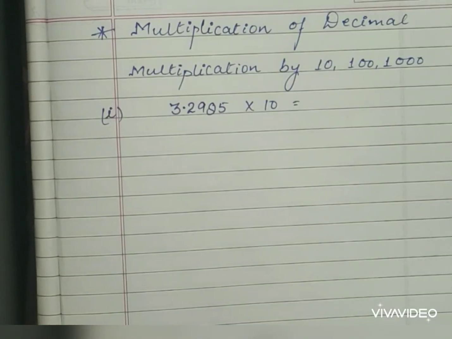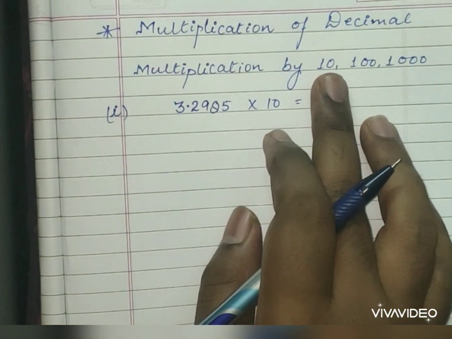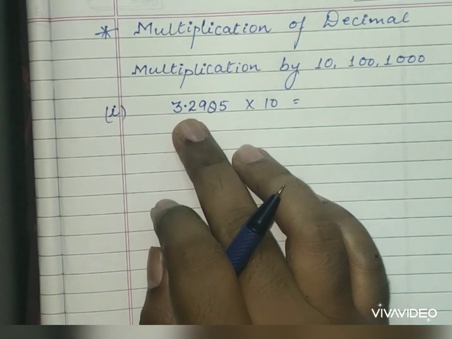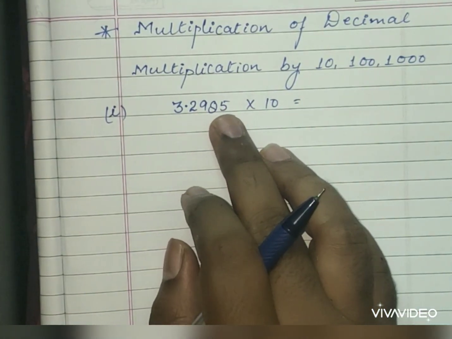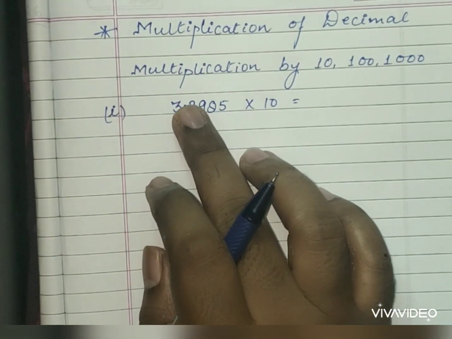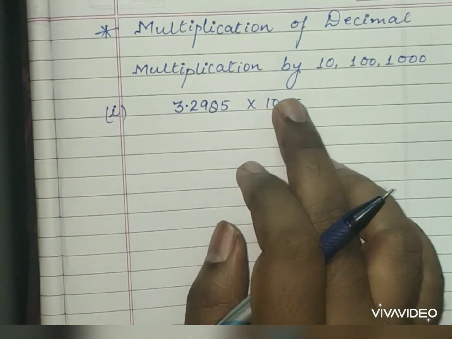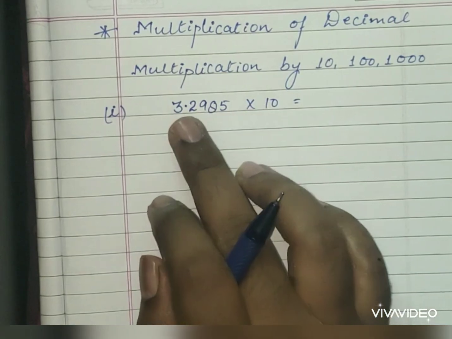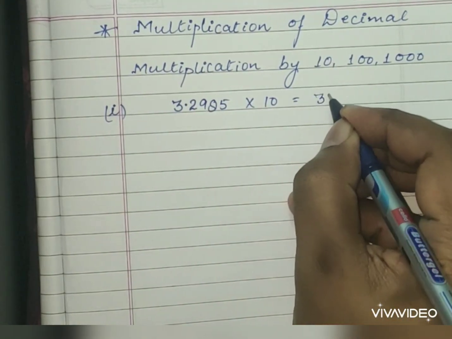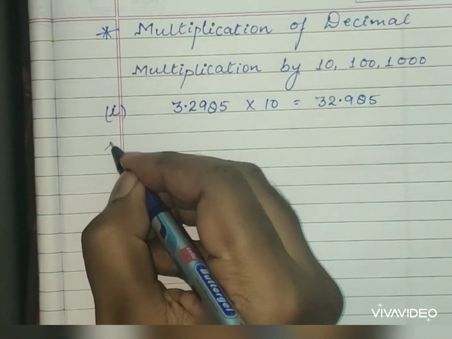Now let's see the multiplication of decimals. If the multiplication is done by 10, 100 and 1000, as the question is written, 3.2985 multiplied by 10, what to do? We will just shift the decimal place by one place, as many zeros as you are seeing in the 10. So we will shift this, and this will be 32.985.